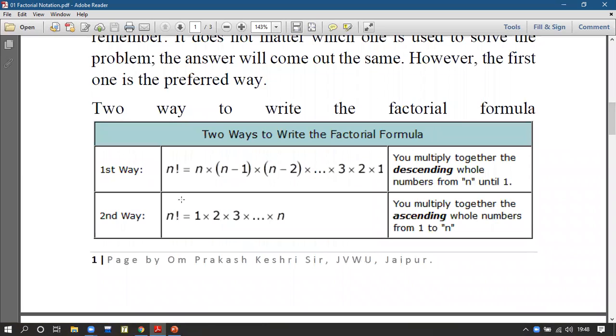The next one is n factorial equals 1 into 2 into dot dot dot into n, in ascending order. That means in the first way we multiply together the descending whole numbers from n down to 1, but in the second way we multiply together the ascending whole numbers from 1 to n.